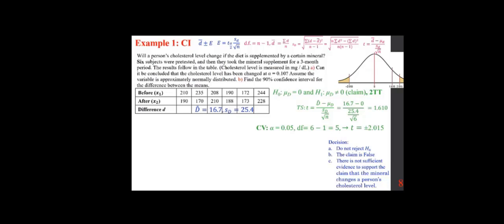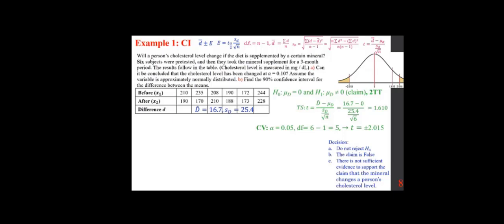Now, what about the confidence interval? It's the same thing as before. X bar plus minus E. Now it's D bar plus minus E. So you need to calculate the E. E is T S over square root of N. Now it's T S sub D over square root of N.